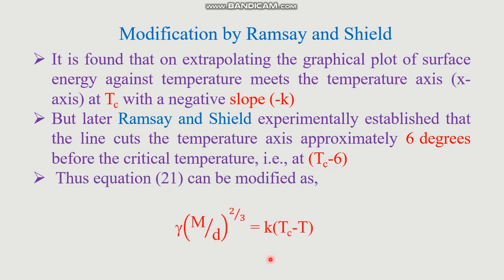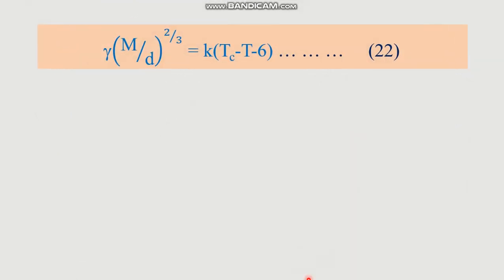In equation number 21, in place of Tc we have to put Tc minus 6, and thus we get equation number 22, the final form of the equation. This is the Ramsay and Shields equation. So how does it look graphically? We carry forward this equation number 22 in the next slide, and graphically it looks like this. According to Eotvos, the line should be like that, that is, surface tension as well as surface energy becomes 0 at this point, which is the temperature Tc. But experimentally it was found that the point should be here, and this point is Tc minus 6. That is, from this point to this point there is a distance of 6 degrees Celsius.